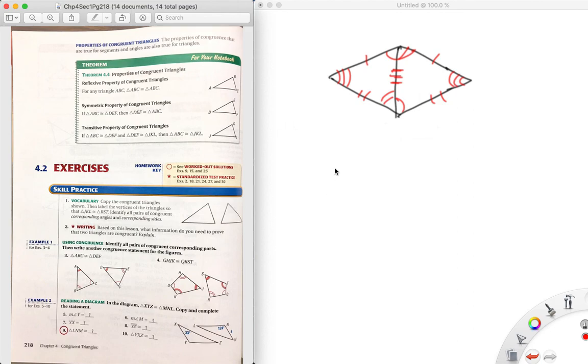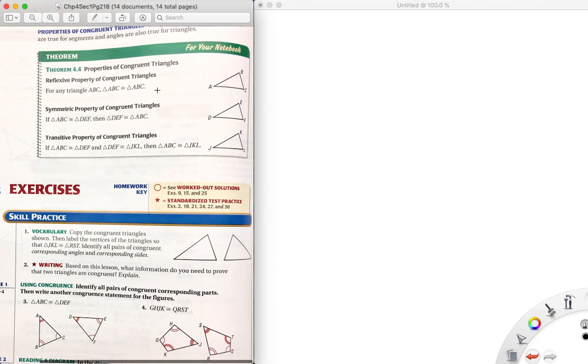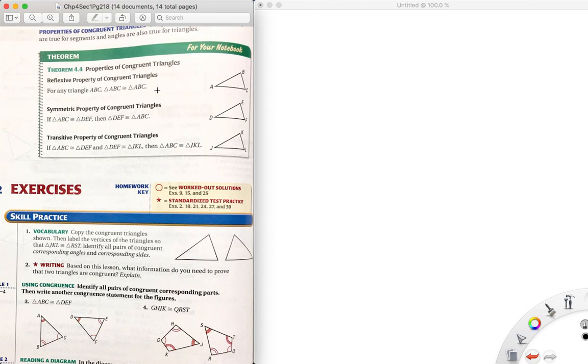Alright, properties of congruent triangles. If we have two triangles that are congruent, we can say that a triangle is equal to itself. So reflexive property of congruent triangles: any triangle is congruent to itself. Symmetric property of congruent triangles: if triangle ABC is congruent to DEF, then DEF is congruent to ABC. Just like symmetric properties of angles and segments. And we also have transitive property of congruent triangles. If one triangle is congruent to a second triangle and the second triangle is congruent to a third, then the third triangle is congruent to the first triangle. These all apply.